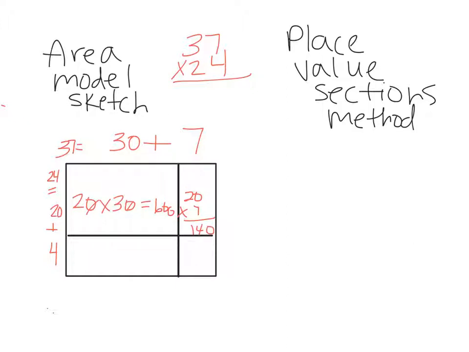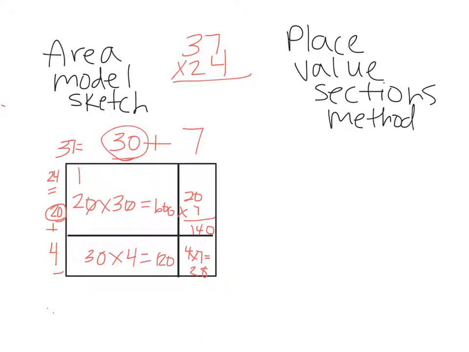Our third problem would be this 4 down here times 30, and we would put it in this box. And 30 times 4 would be 120. And then our final partial product would be the 4 times the 7, and we would get 28. So for this problem, we would go in this box.